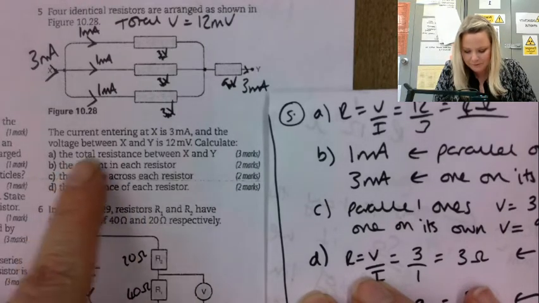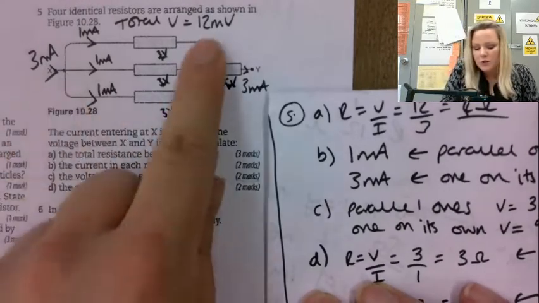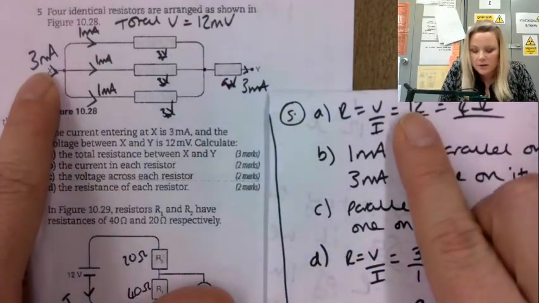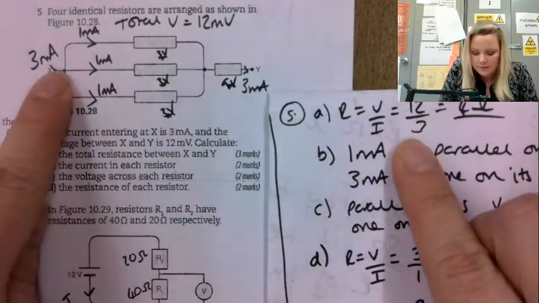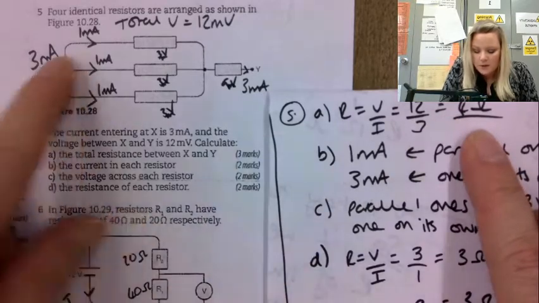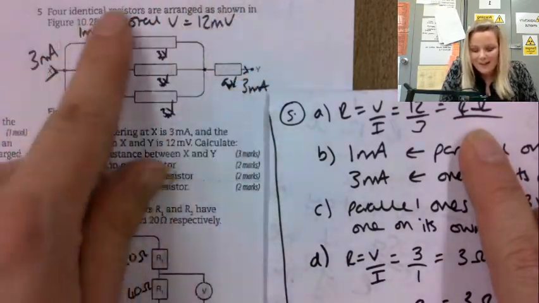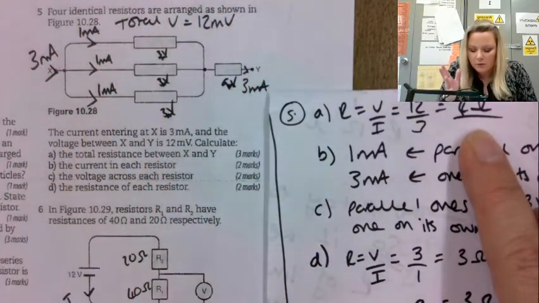The total resistance between X and Y, yeah. Just use the total voltage 12 and the total current. So the total current here is 3 amps. So we get 4 ohms. So that means all of these combined gives us a total resistance of 4 ohms.